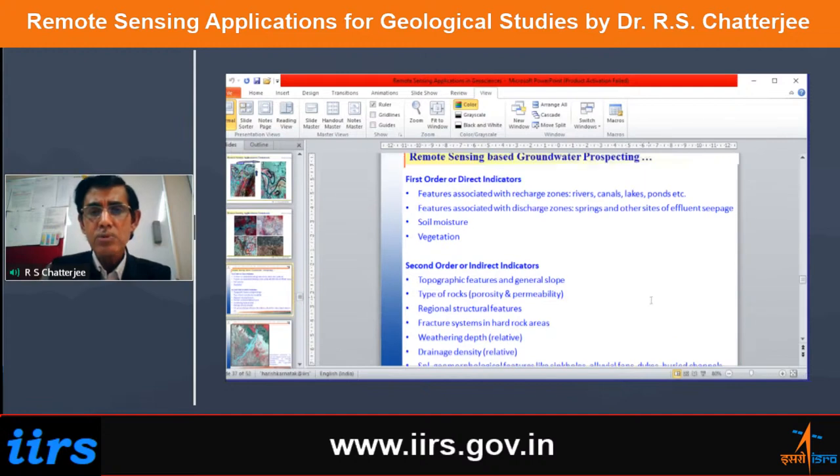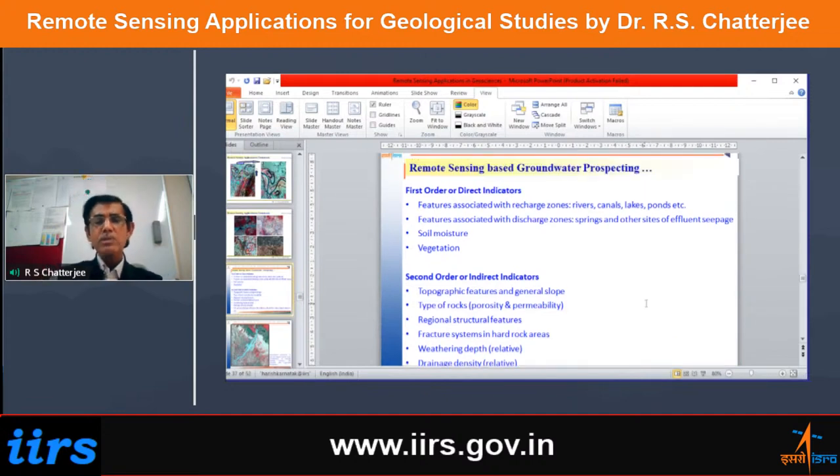Now, I am coming to some of the applications. To begin with, groundwater prospecting. In groundwater prospecting, we do it by two kinds of approach. One is first order or direct indicators. So direct indicators, what are they? These are the indicators associated with the recharge zones like rivers, canals, and lakes and ponds. Then the features associated with the discharge zones like springs and other sites of effluent seepage.